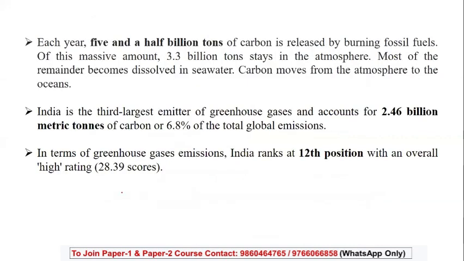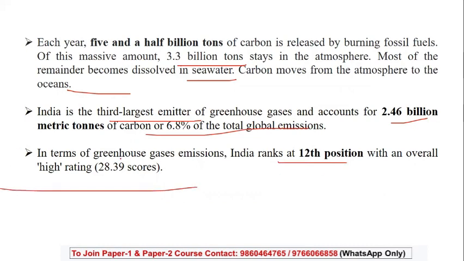Yes, every year 5.5 billion tons of carbon is released by burning fossil fuels. So a massive amount of 3.3 billion tons stays in the atmosphere and becomes dissolved in seawater. So the carbon moves from the atmosphere to the oceans. India is the third largest emitter of greenhouse gases, accounting for 2.46 metric tons, that is 6.8 of total global emission. So India ranks at 12%, which is overall a very high rating with reference to greenhouse gas emission.